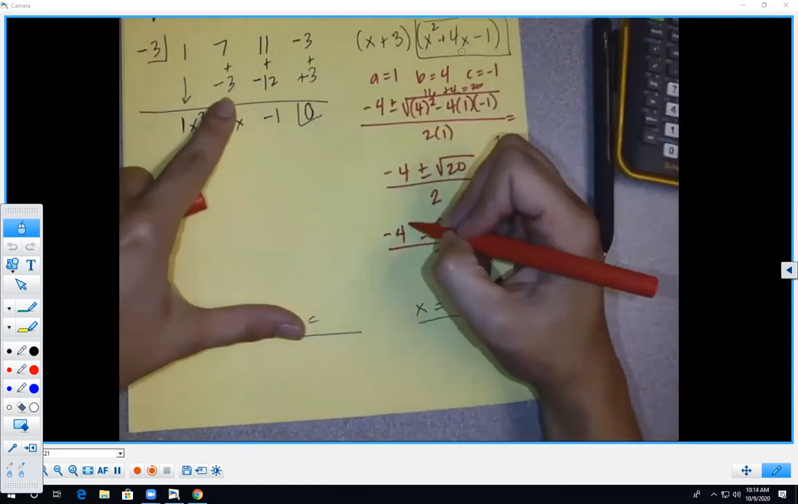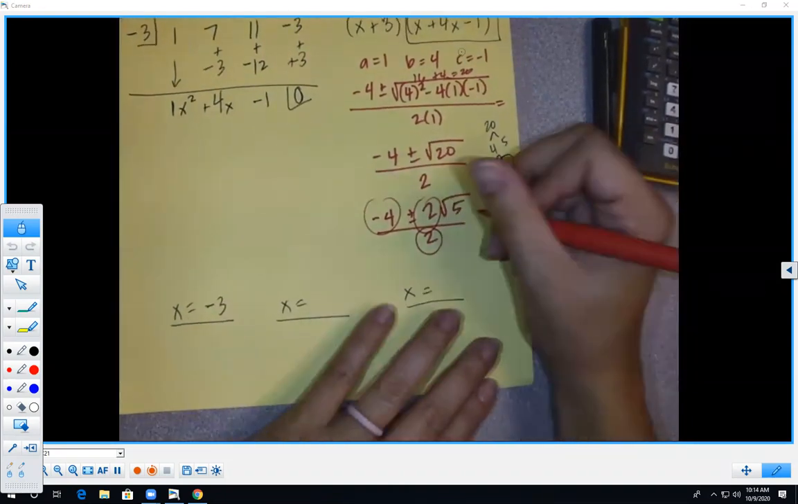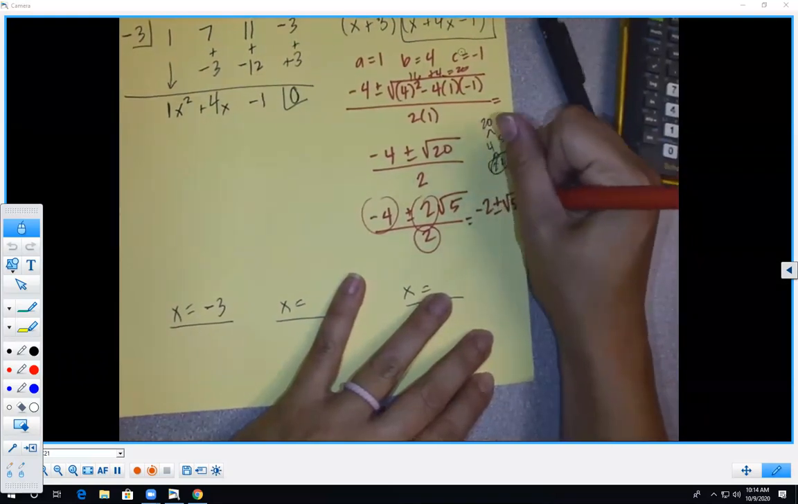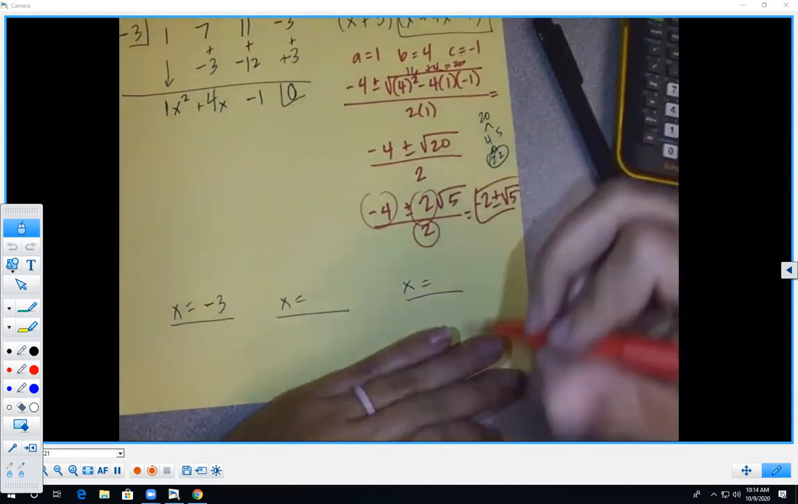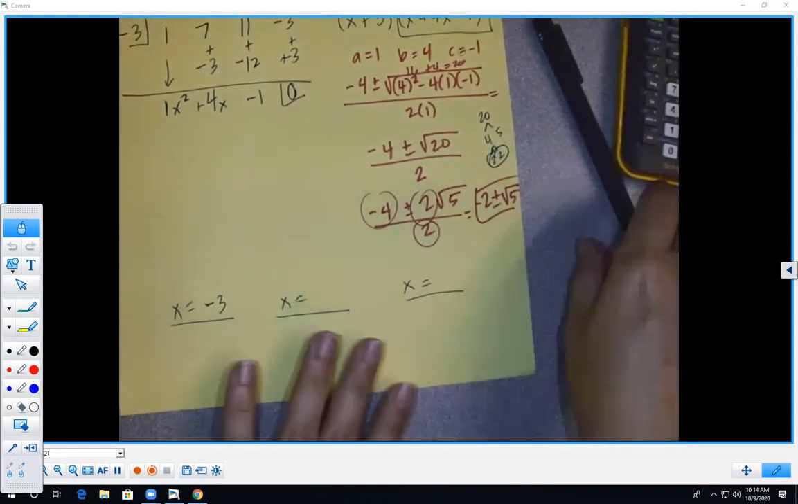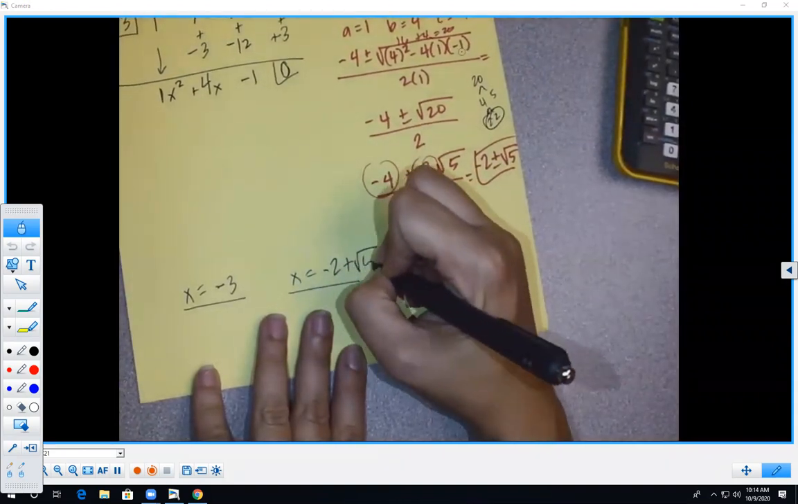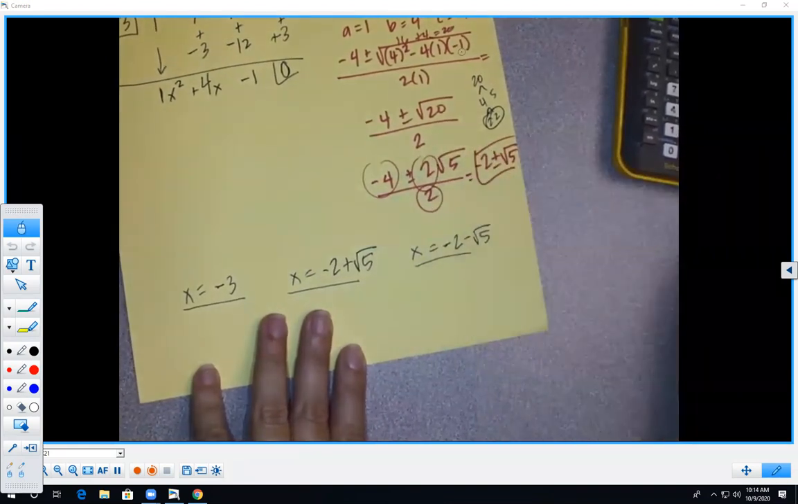Can I simplify my 3 outside numbers? Yeah, they all divide by 2. So I get negative 2 plus or minus 1 times the square root of 5 divided by 1. So just negative 2 plus or minus the square root of 5. And there's your other 2 answers. What's one of them? Negative 2 plus the square root of 5 and negative 2 minus the square root of 5.